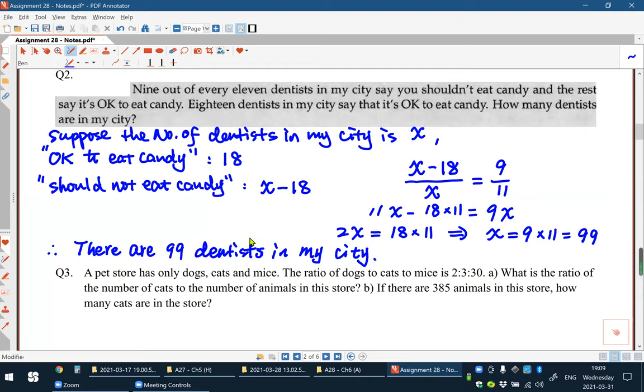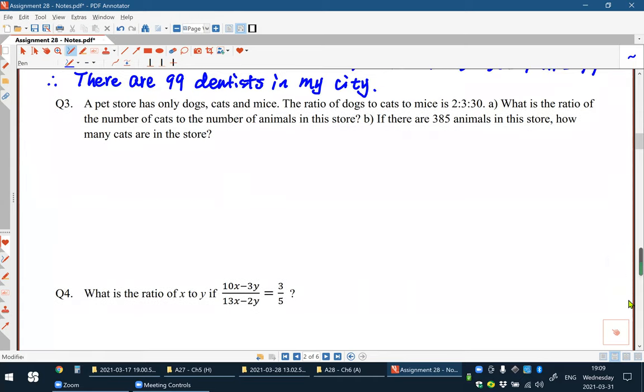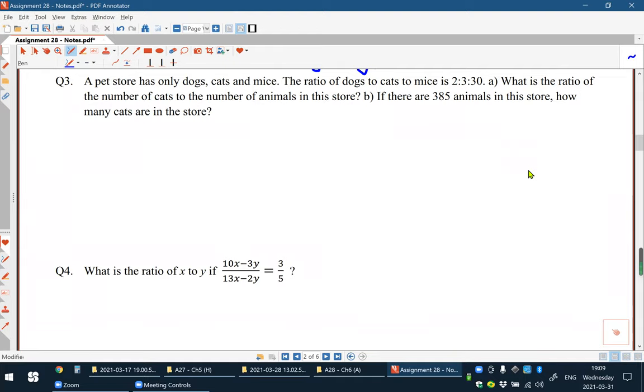Any questions? Have a look at this. No? Okay, let's see the next one. A pet store has only dogs, cats, and mice. The ratio of dogs to cats to mice is 2 to 3 to 30. A, what is the ratio of the number of cats to the number of animals in this store? B, if there are 385 animals in this store, how many cats are there in the store?